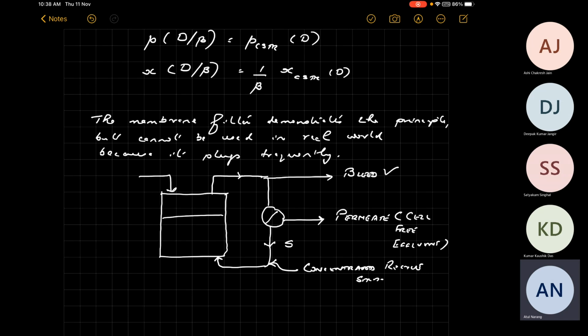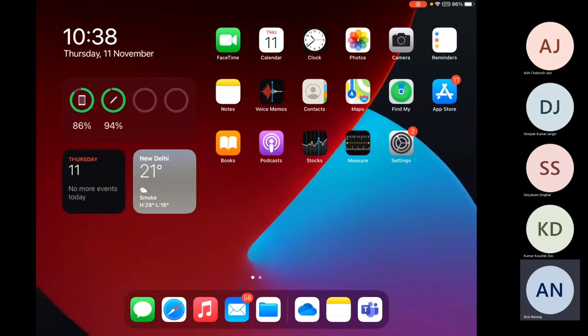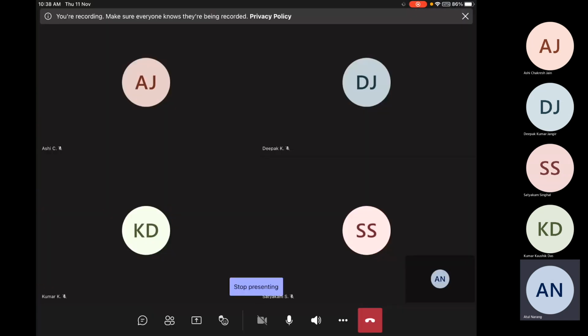So this, I'll put in my notes. You can read it on your own, and I think that we'll take it from there. Are there any questions?